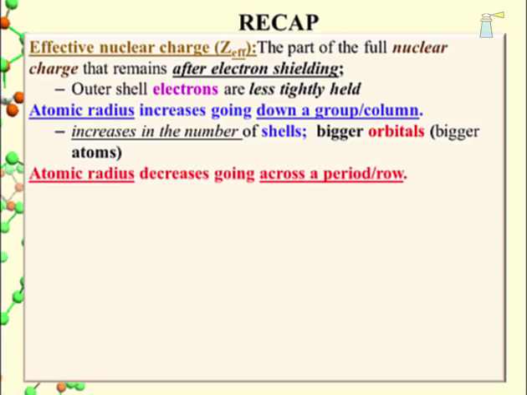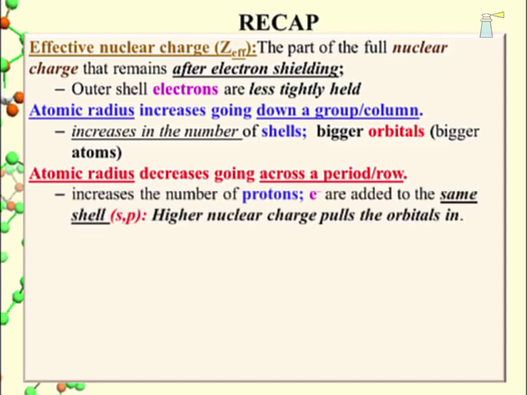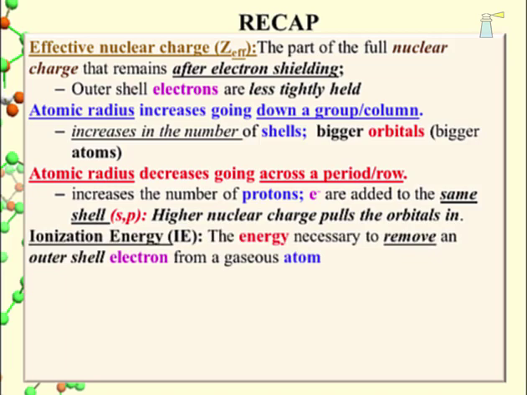The trickiest trend that we came across is that atomic radius decreases going across the period or row. We noted that going across the table is increasing the number of protons, and that the subsequent addition of electrons is to the same shell, such as the same s and p. Higher nuclear charge pulls the orbitals in, causing smaller radii.